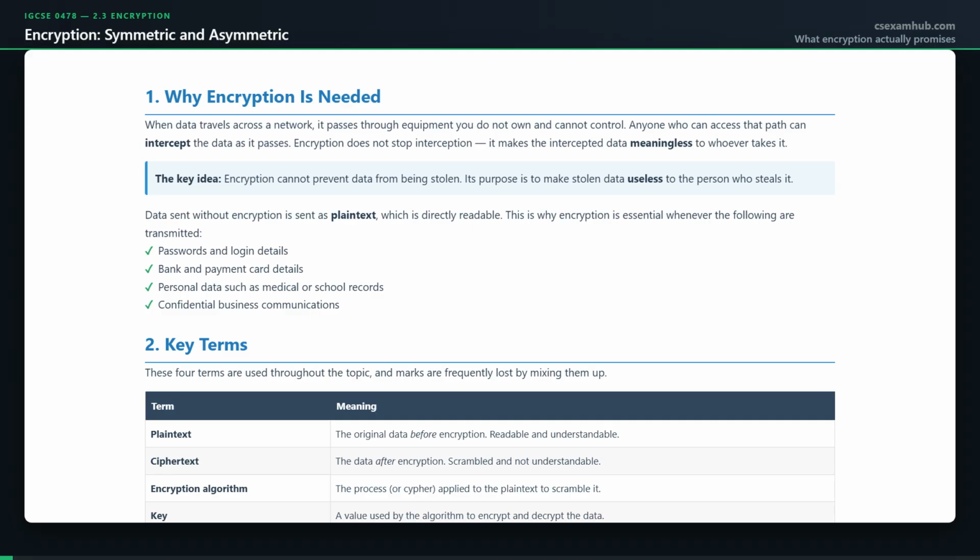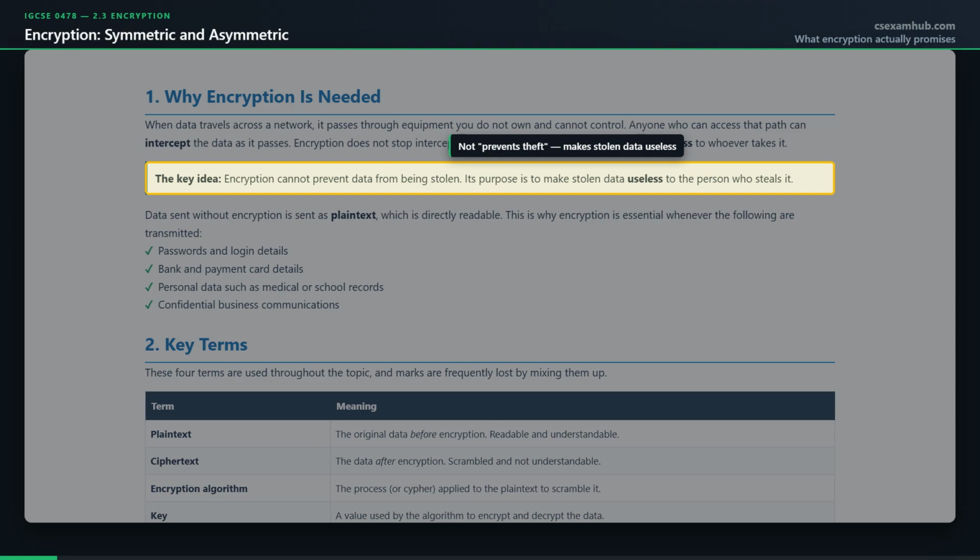Data crossing a network passes through equipment you do not own and cannot control: cables, routers, wireless links, all belonging to somebody else. Anyone with access to that path can intercept what goes past. And here is the point students most often get wrong, so let us settle it before anything else. Encryption does not stop interception. It cannot. The data still travels, it can still be copied, and a determined interceptor will still get hold of it. What encryption does is make the copy meaningless to whoever took it.